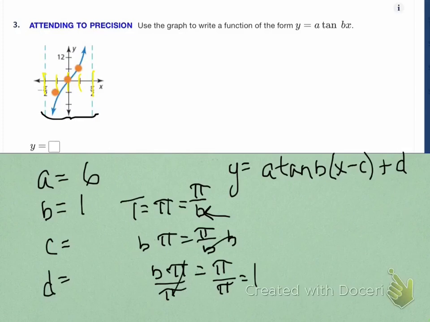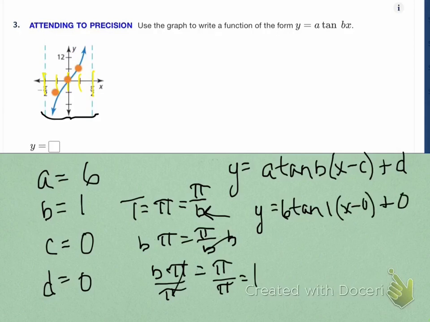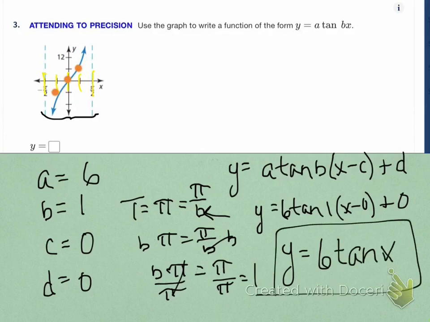All right, C value, that is my shifting left to right. Well, notice my key point went through 0, 0, so I did not have a shift. My D value, that's up and down, right? My vertical shift, I went through 0, 0 again, so that is 0. So now what do I do? I come over here and I plug it in. Y equals 6 tangent 1 x minus 0 plus 0, but I would never leave it like that. I would simplify into y equals 6 tangent x, and that is my answer.